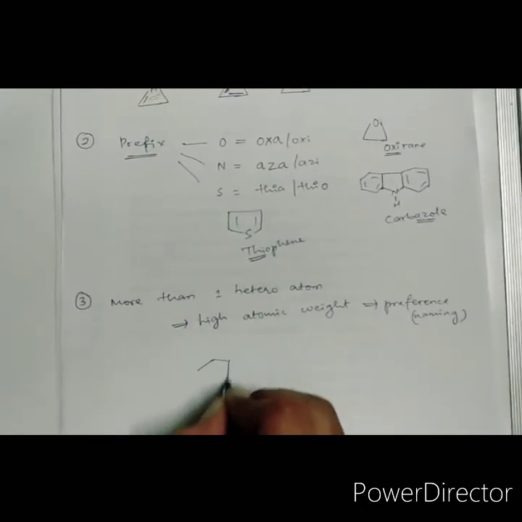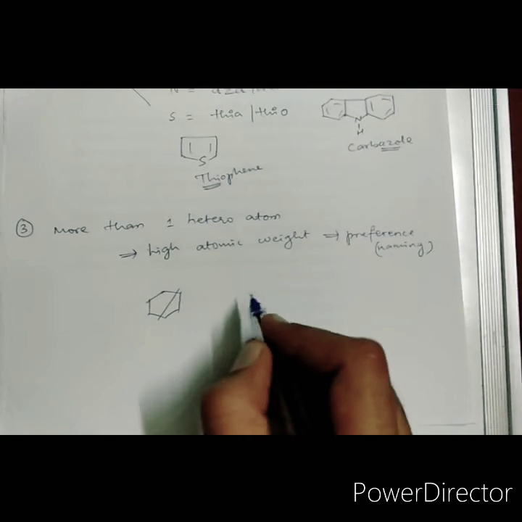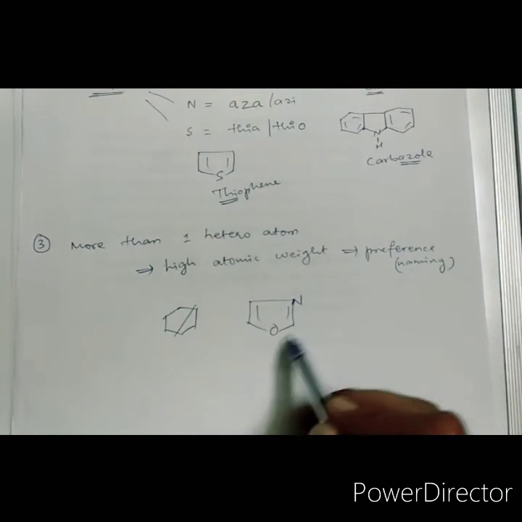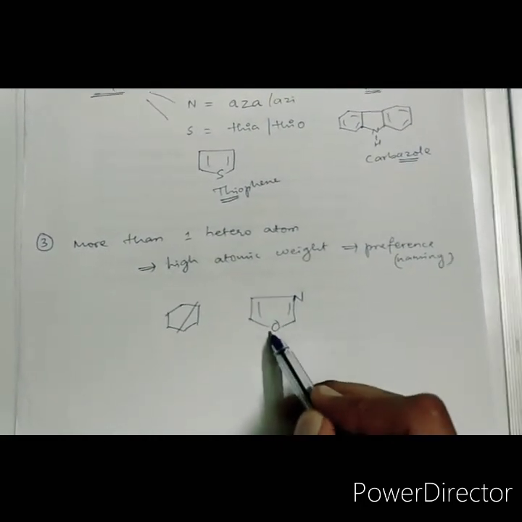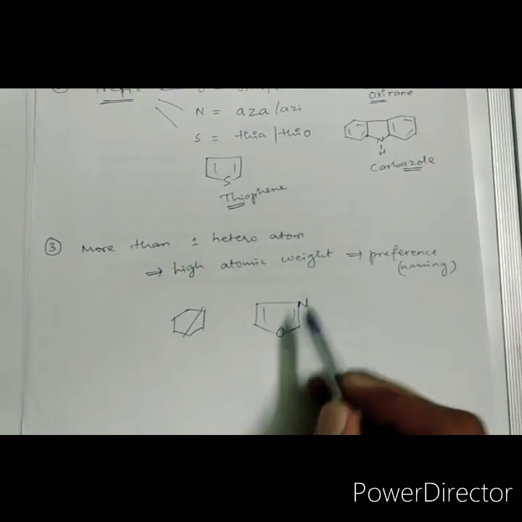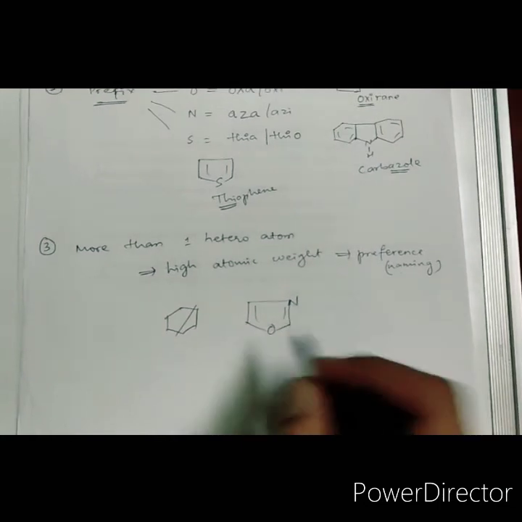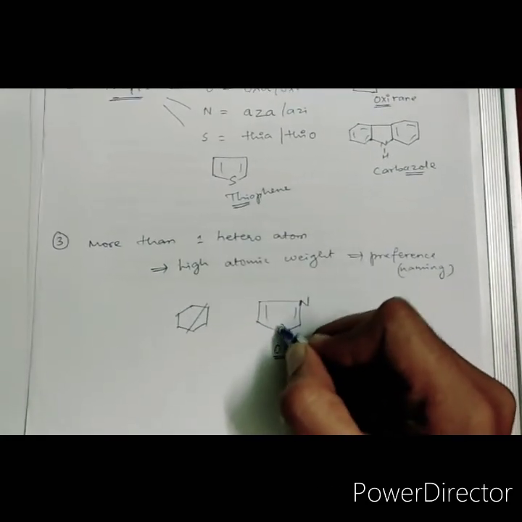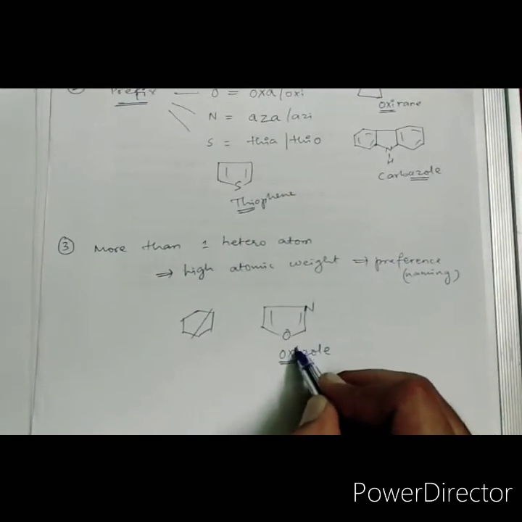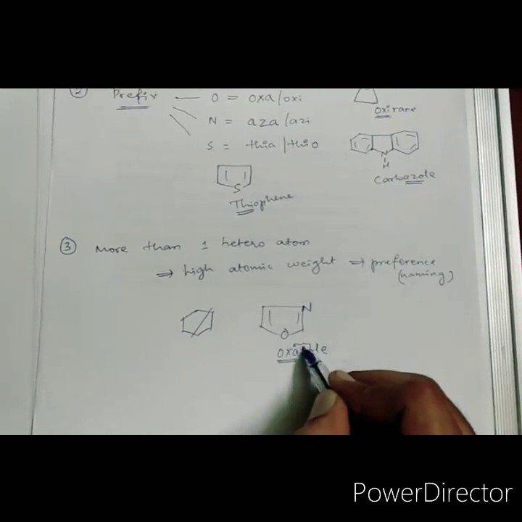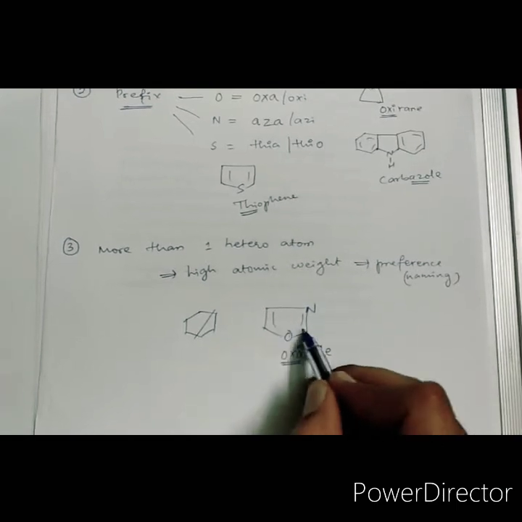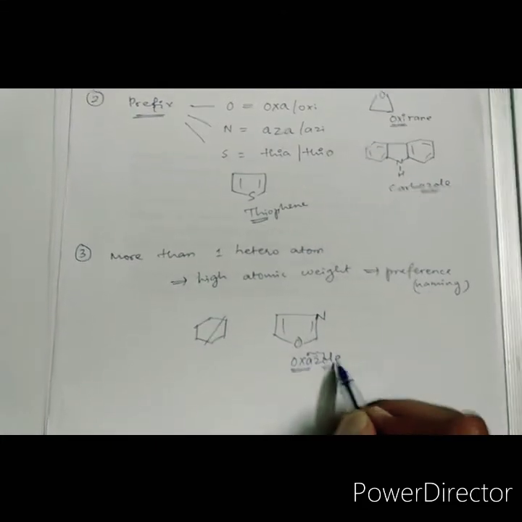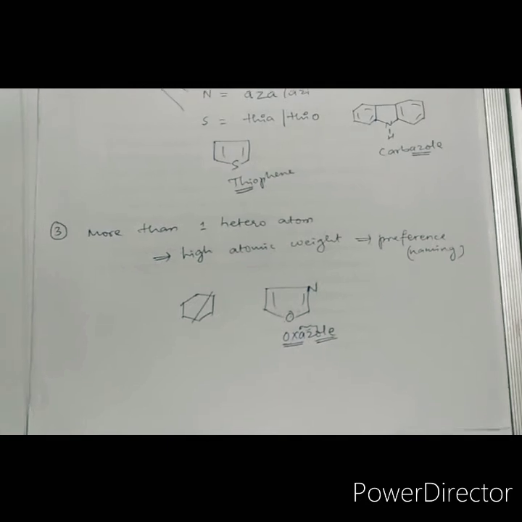Let us see an example. This is a heterocyclic system but contains two different heteroatoms. As we know, the atomic weight of oxygen is high as compared to nitrogen. So this compound is known as oxazole. Oxa is given preference because of oxygen, and azole is for nitrogen. It is an unsaturated 5-membered ring, so it contains ole as the suffix. So oxazole is its IUPAC name.